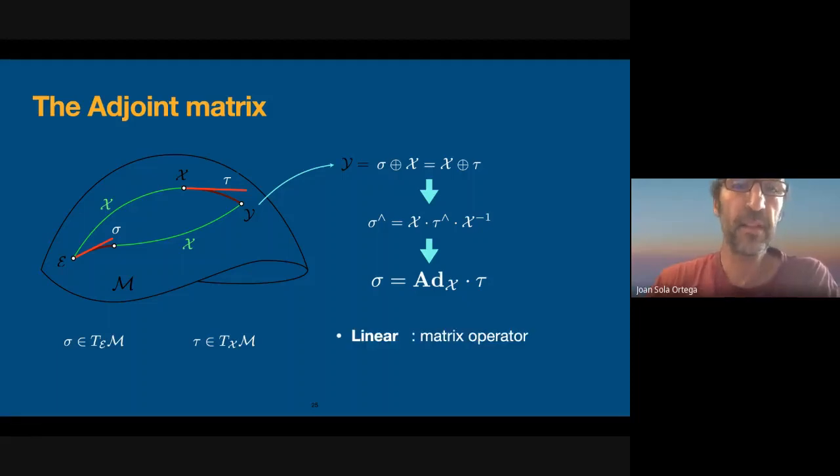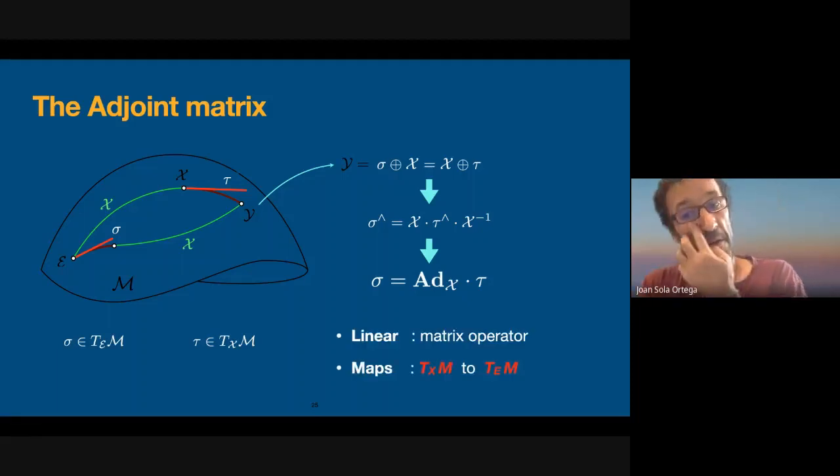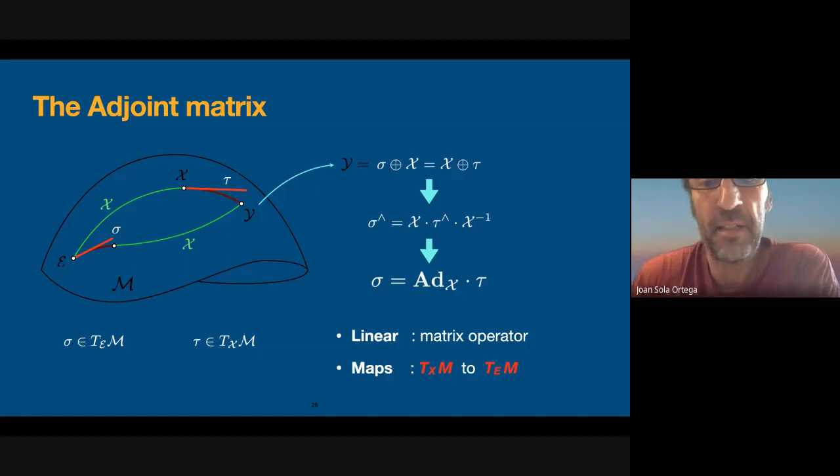All right. Okay. So it's linear, and it maps elements of the tangent space at x. We call this Tx of M, the tangent space of M at the point x. It maps Tx of M to Te of M. So it maps elements of the tangent space at x, so elements of the type tau, onto elements of the tangent space at the identity. That is the Lie algebra, which I call in this case sigma. All right. Okay.